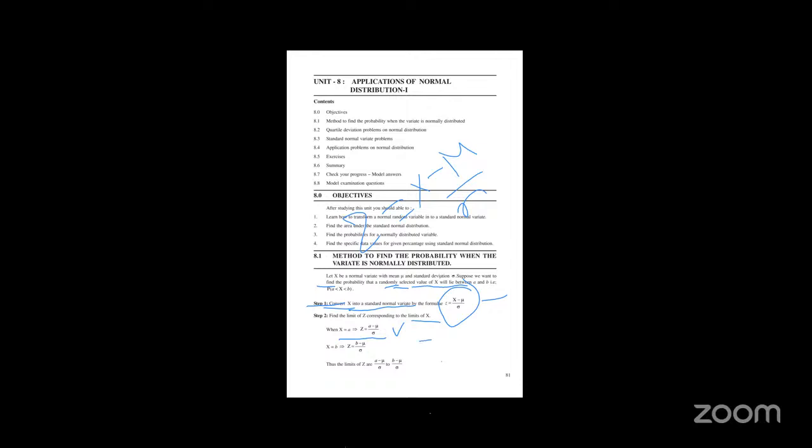Then what happens to z? In the place of x, we substitute a, so z is a minus mu by sigma. If we take x is equal to b, this becomes z is equal to b minus mu by sigma. So the limits of z are a minus mu by sigma to b minus mu by sigma. These are the limits we need to find out.